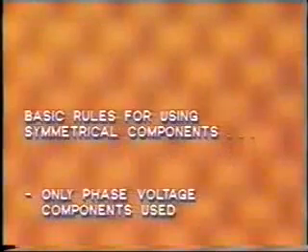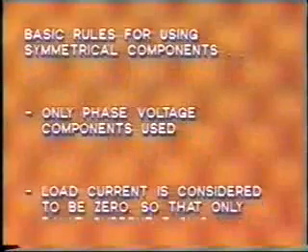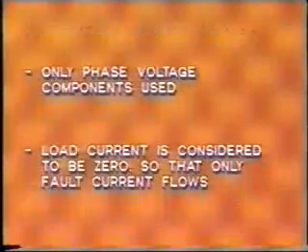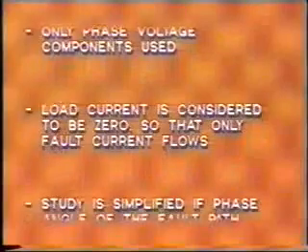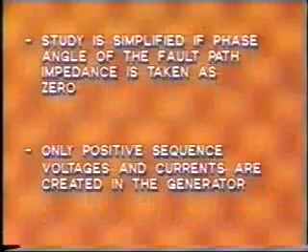In fact, any unbalanced system of currents and voltage can be represented by a combination of positive, negative, and zero-sequence components. There are several basic rules we should remember in connection with this method. Only phase voltage components are used. The load current is considered to be zero, so that only fault current flows. Current in the uninvolved phases is taken as zero. The study is simplified if the phase angle of the fault path impedance is taken as zero.